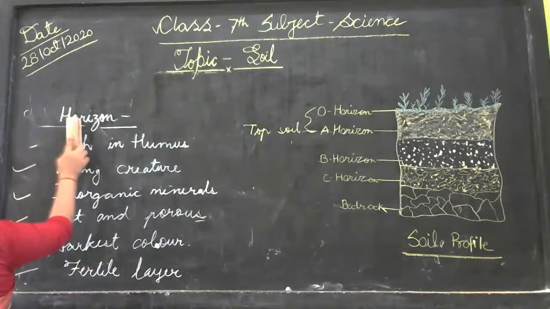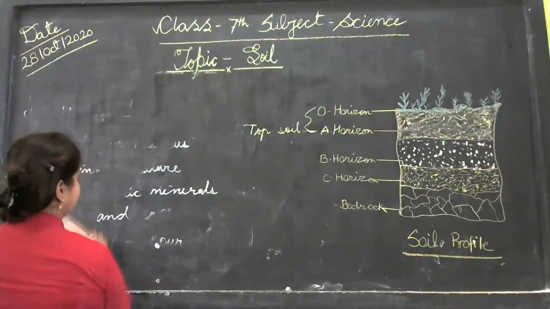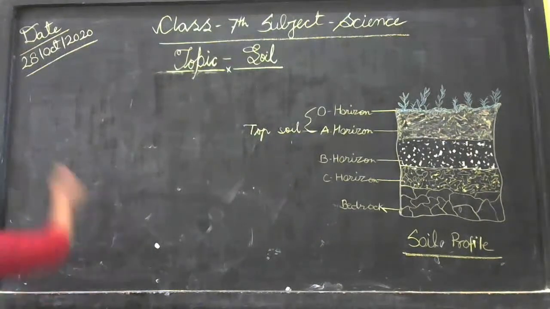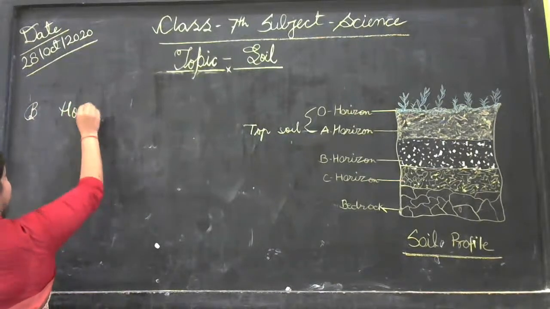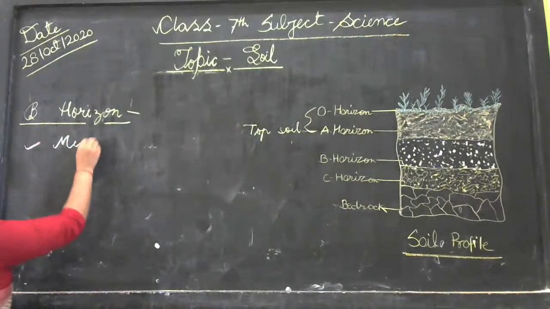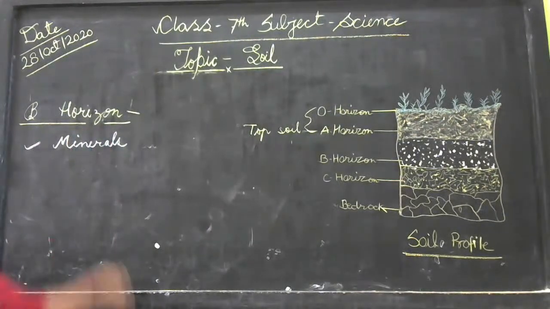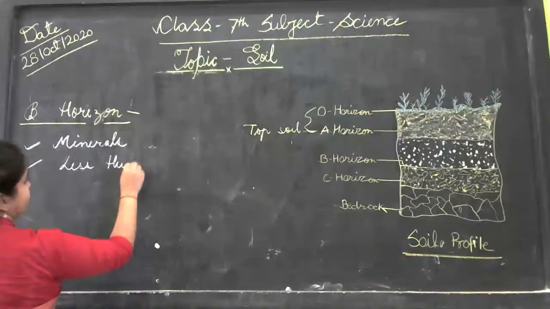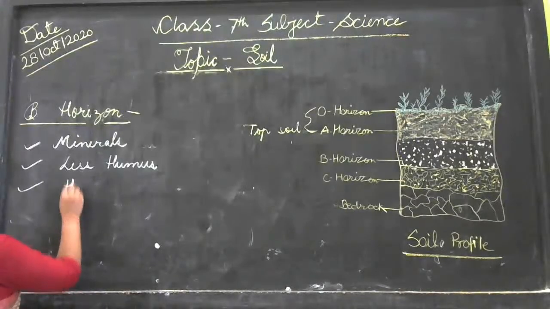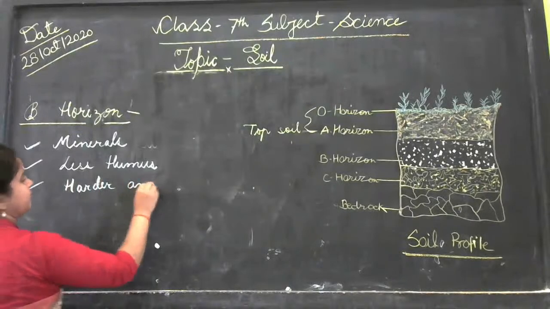What's there in the B horizon? Properties of the B horizon. The B horizon consists of minerals. Next property of this B horizon is that it consists of less humus. Next property of this horizon is that it is harder and compact.